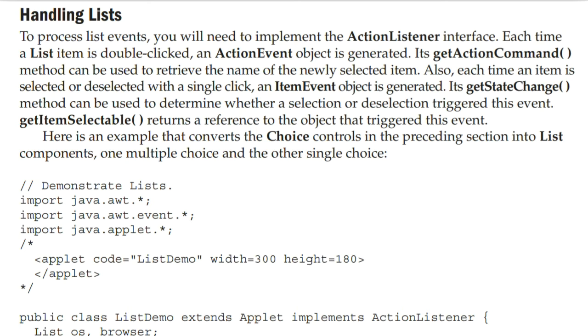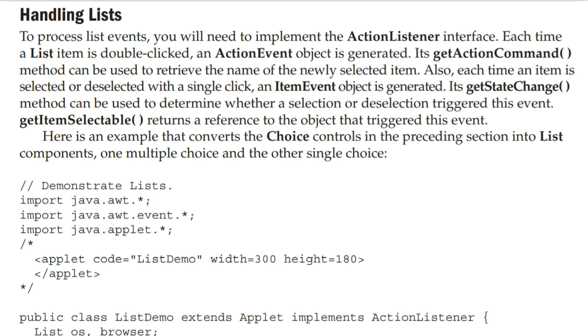Also, each time an item is selected or deselected with a single click, an item event object is generated. Its getStateChange method can be used to determine whether a selection or deselection triggered this event. getItemSelectable returns a reference to the object that triggered this event.